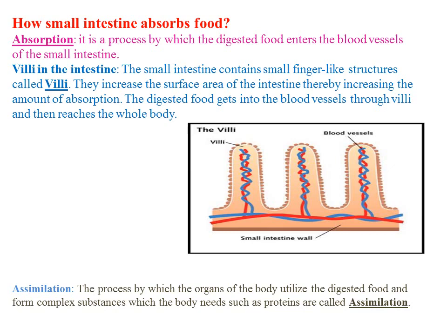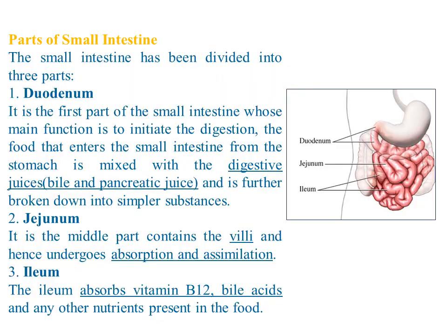Assimilation, the next process. The small intestine absorbs food by two processes. First is absorption, next is assimilation. Assimilation is the process by which the organs of the body utilize the digested food and form complex substances which the body needs, such as proteins. Okay? And all these functions are done by the different parts of the small intestine.